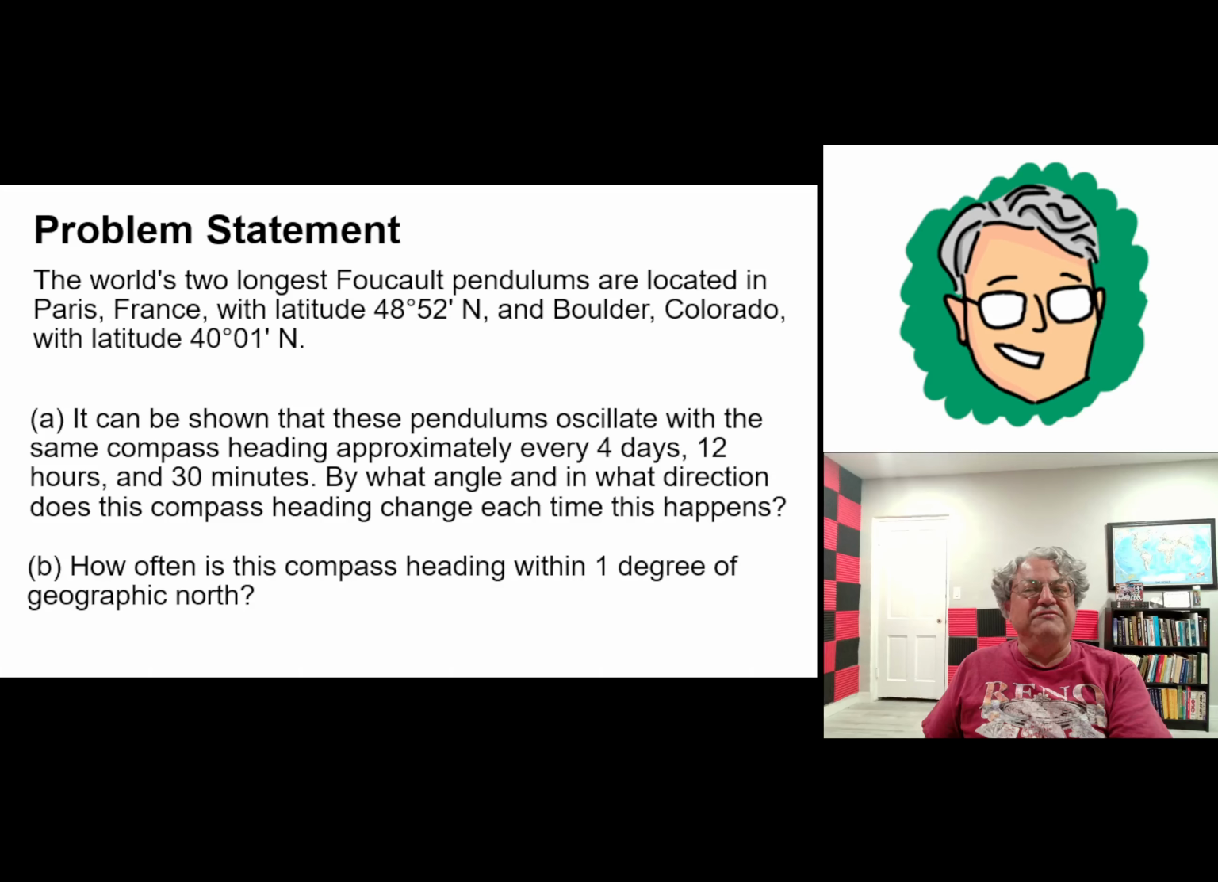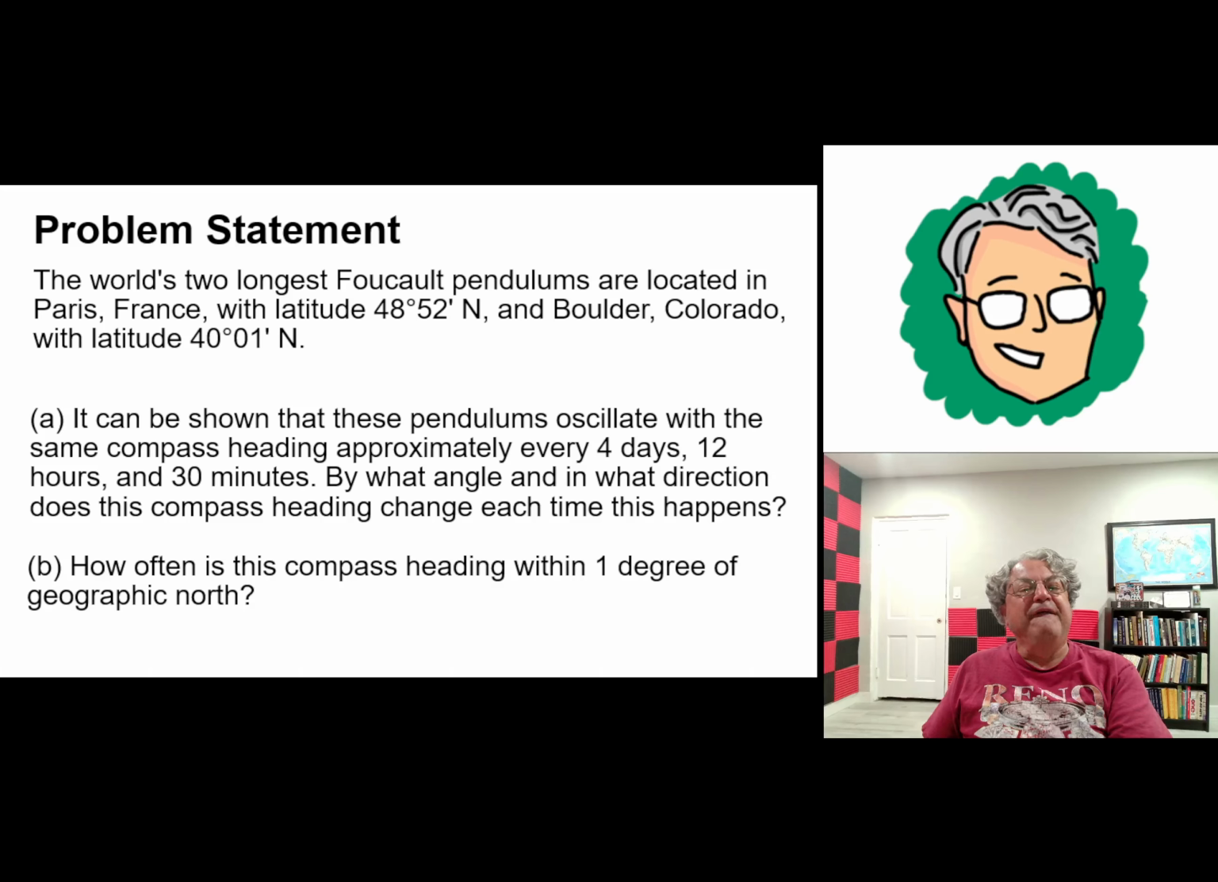About every 4.5 days, both of these pendulums have the same compass heading in their oscillations. But what I didn't ask in that problem is how much does that heading change? I mean, we don't expect it's going to be the same heading again once they agree again. And it turns out it's not. So a natural question to ask is what is the change in compass heading and in what direction?